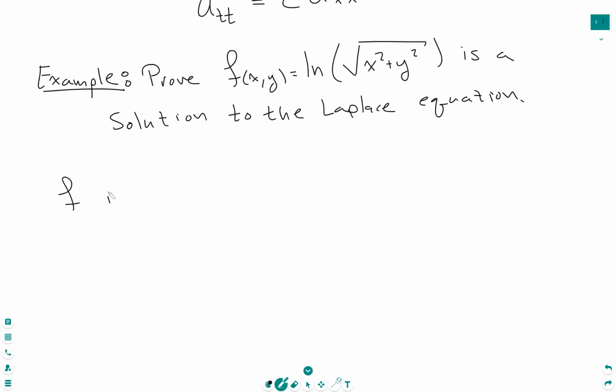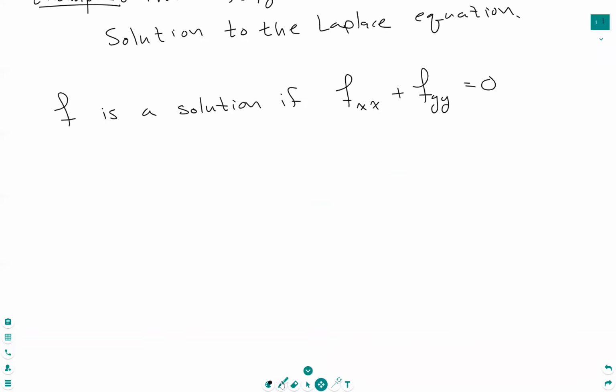So f is a solution if its second x derivative plus its second y derivative is equal to 0. So what I'll do is calculate those derivatives and see if they end up canceling. The first thing I'm going to do is take the first x derivative.